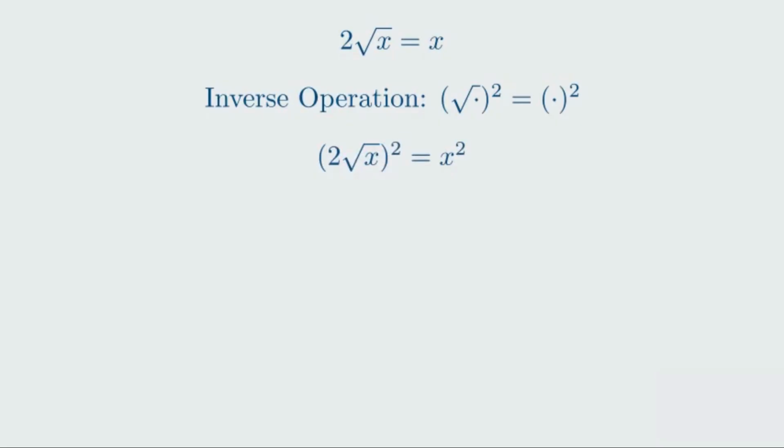Let's expand the left side. 2 times the square root of x, times itself, is the square of 2, which is 4, times the square of the square root of x, which is x. So the left side simplifies to 4x. Now our equation is 4x equals x squared. Notice that by squaring both sides, we have successfully eliminated the square root, transforming our problem into a standard quadratic equation.